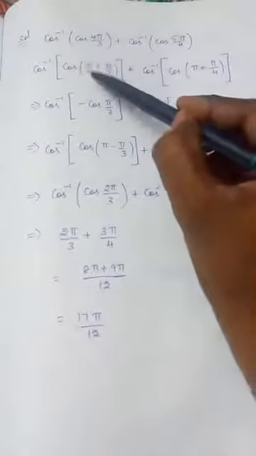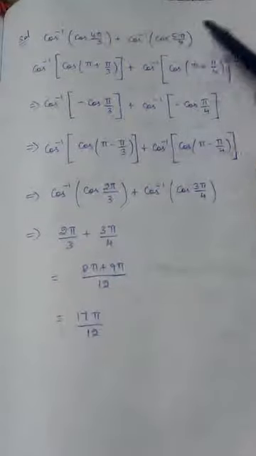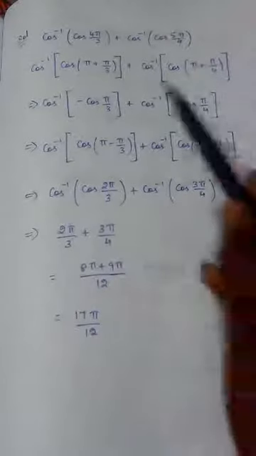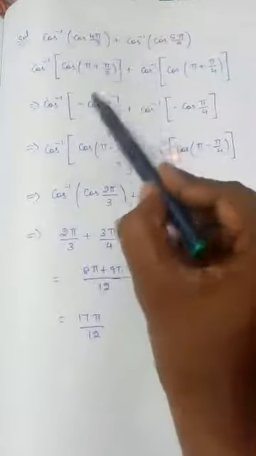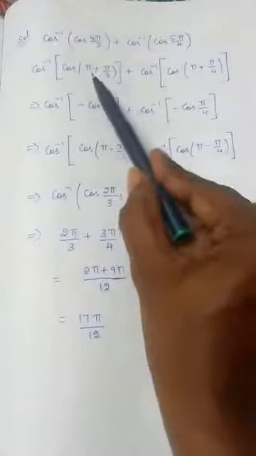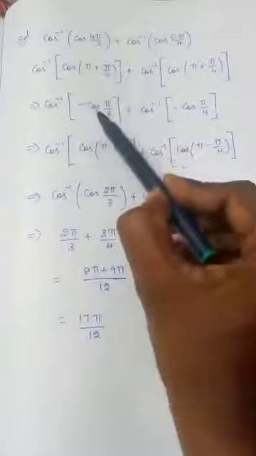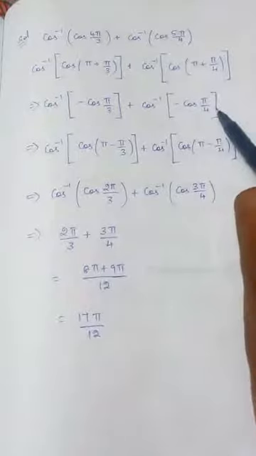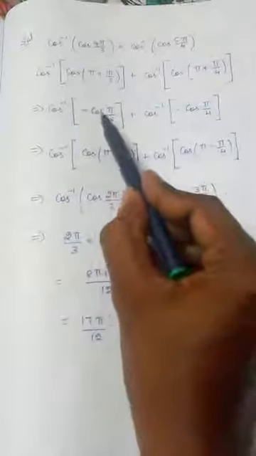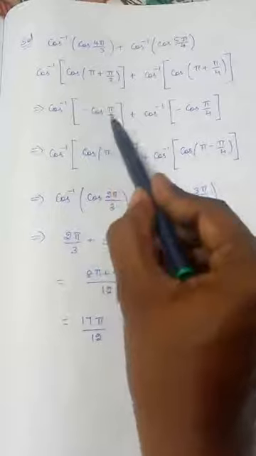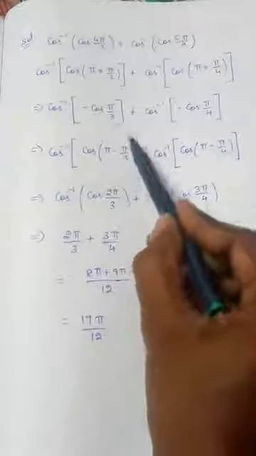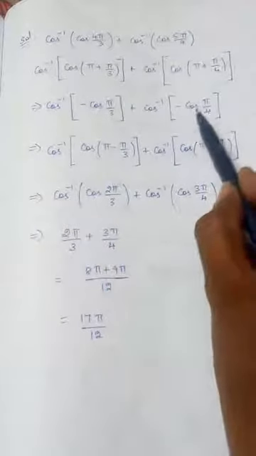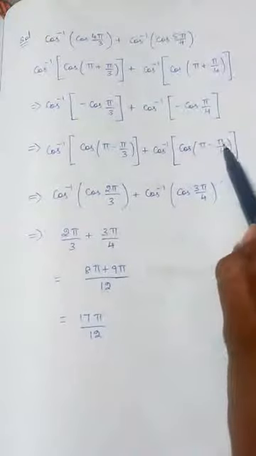So 4 pi by 3 is written as pi plus pi by 3. 5 pi by 4 is written as pi plus pi by 4. If you cross multiply, you will get the same answer. And we know cos of 180 plus theta, the answer is minus cos theta. Now this minus cos theta, again we have discussed this, can be written as cos of pi minus theta. Same thing, minus cos theta is written as cos of pi minus theta.